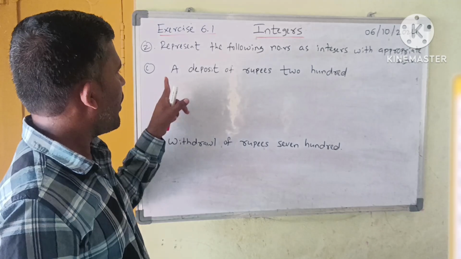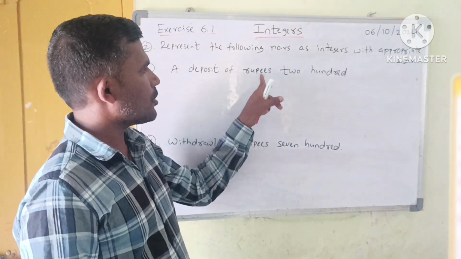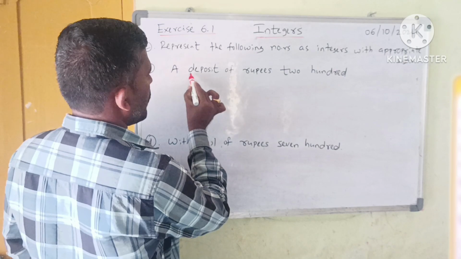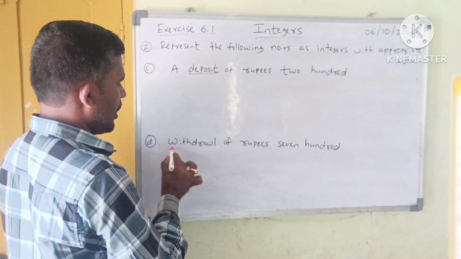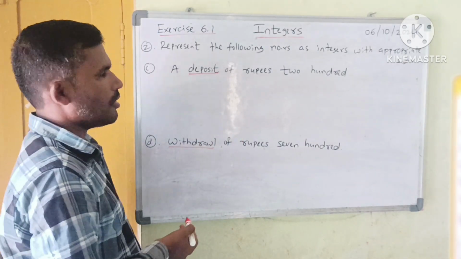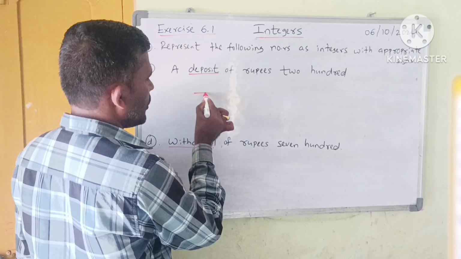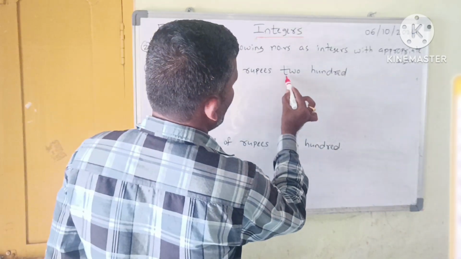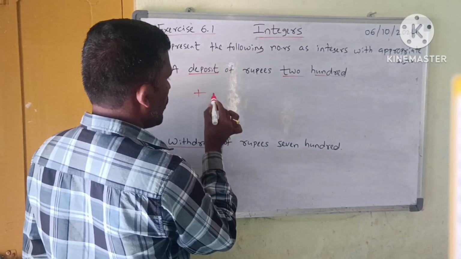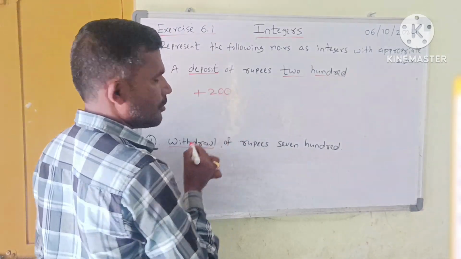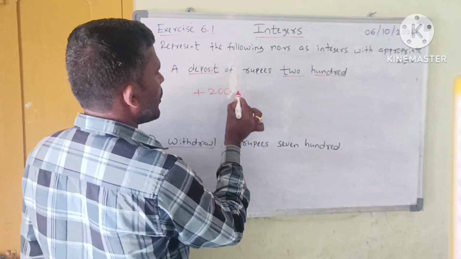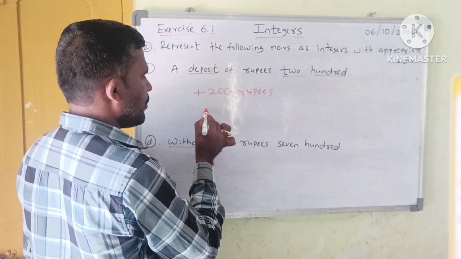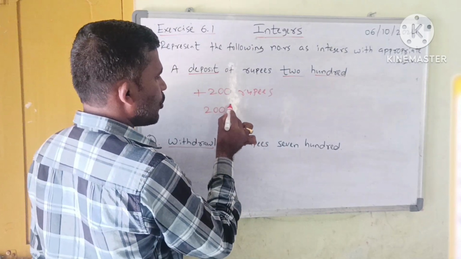Next, a deposit of rupees 200. You mentioned deposit, and the next one is withdrawal. So deposit you have to denote as plus, positive. How much did he deposit? 200 rupees. So plus 200 rupees he deposited. Otherwise, simply you can write 200 rupees.